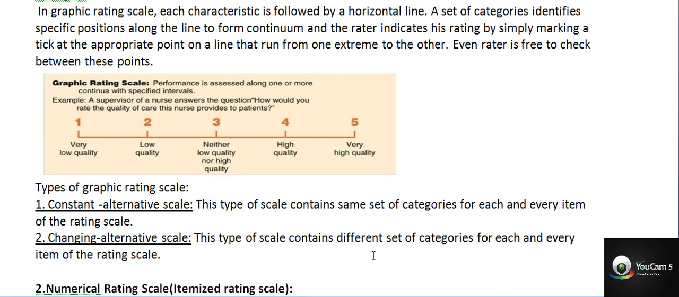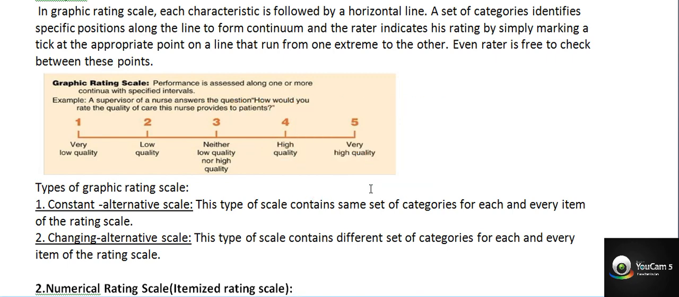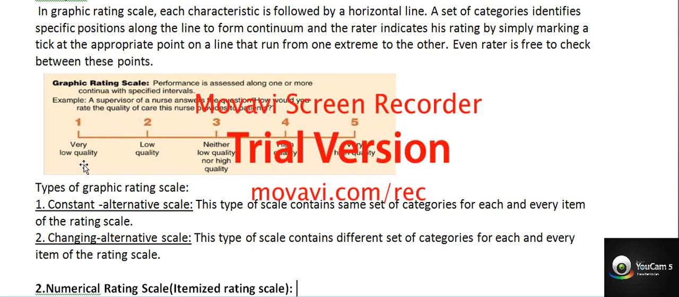Graphic rating scale is of 2 types. One is constant alternative scale. The category for each item and each question will be the same. There will be a lot of questions, and each question will have the same constant scale. Then we call it a constant alternative scale. Changing alternative scale, in this type there will be different sets of categories. For example, the first question will have very low like this. The second question will have other different things. So that is changing alternative scale.